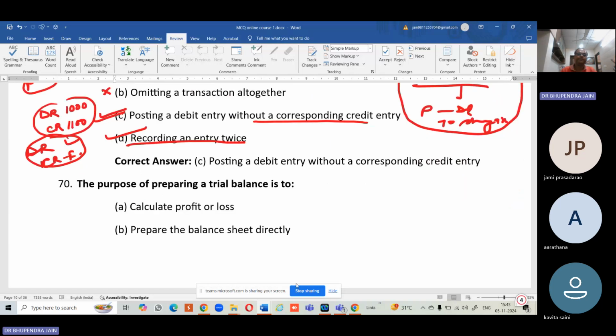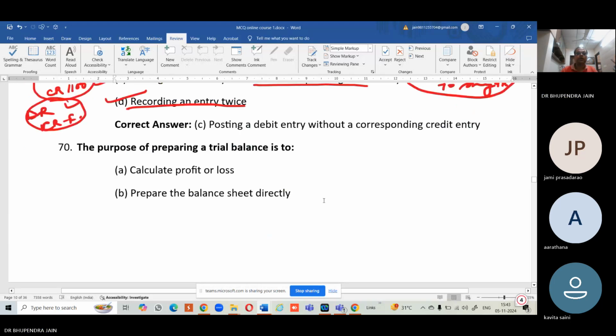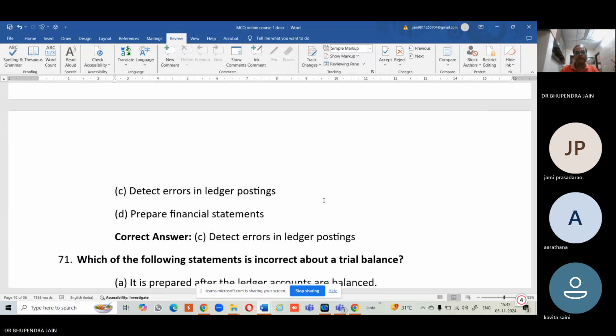Next, the preparing of trial balance is to calculate the profit and loss. No. Prepare the balance sheet directly. ठीक है ना? And deduct the error in the ledger posting. Yes.